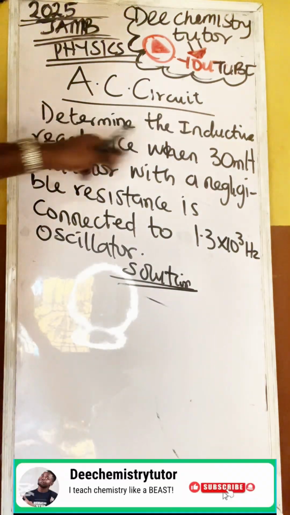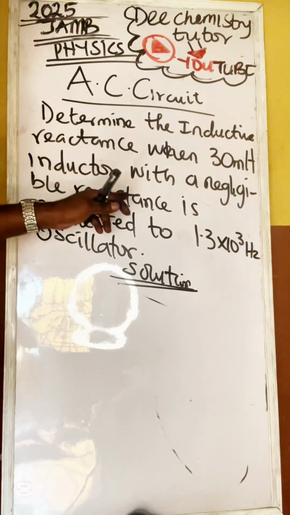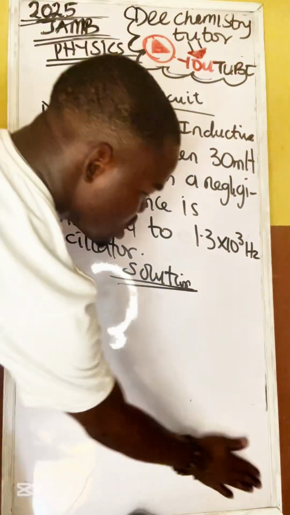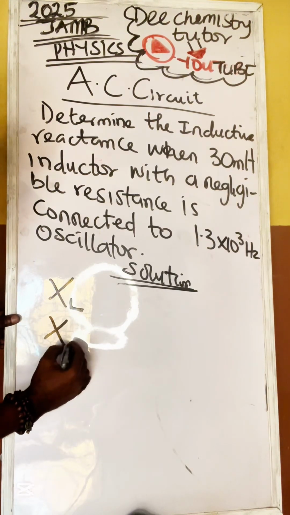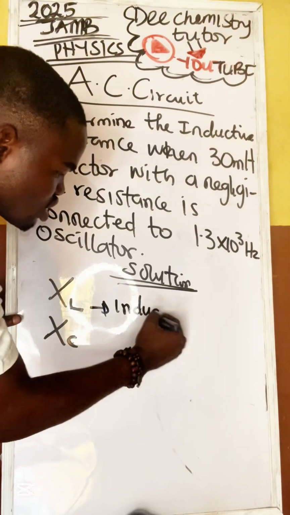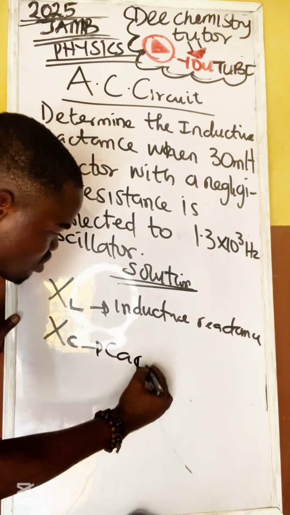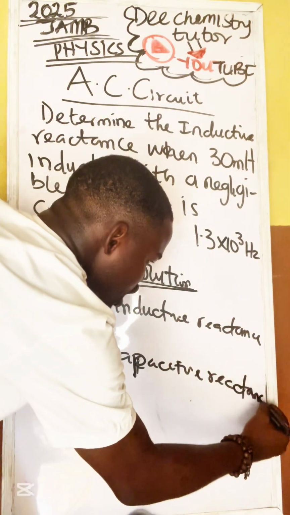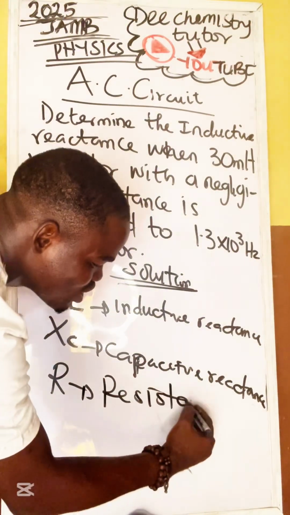Now, determine the inductive reactance when a 30 millihenry inductor with a negligible resistance is connected to this particular frequency. Very easy question. Now, there's something we call inductive reactance, and there's what we call capacitive reactance. Don't forget, the last one is R, which is resistance. That is why I love this topic so much.